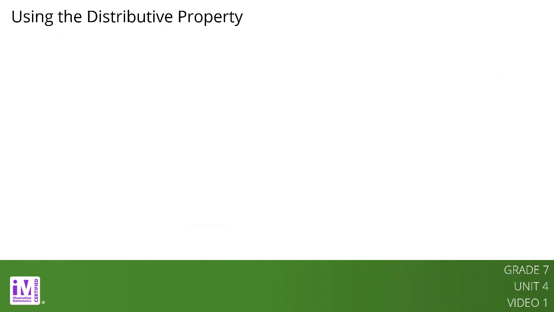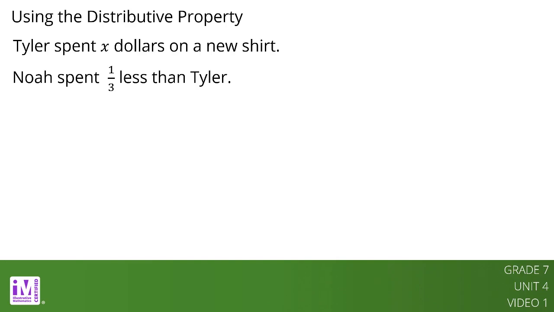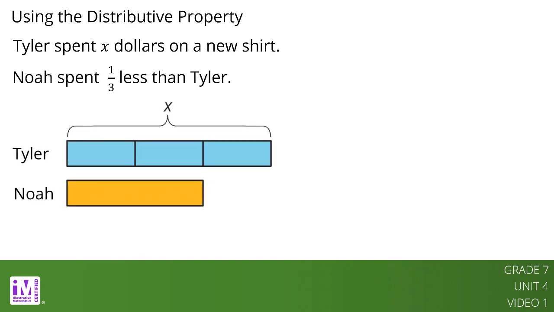The distributive property works when we decrease by a fraction too. Suppose Tyler spent X dollars on a new shirt, and Noah spent 1/3 less than Tyler. Here is a tape diagram for this situation. Using the distributive property, Noah spent 2/3 X dollars, since X minus 1/3 X equals the quantity 1 minus 1/3 multiplied by X, which equals 2/3 X.